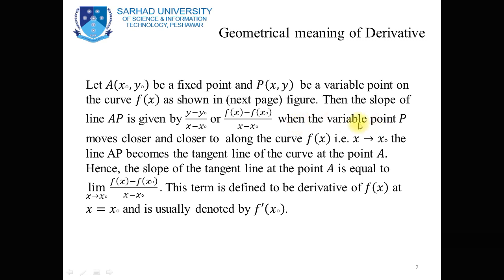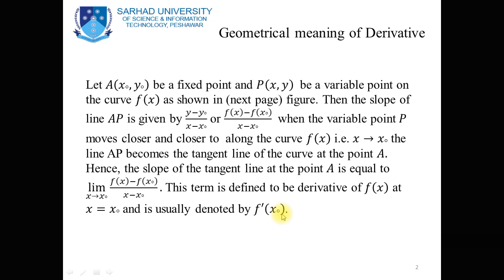When the variable point P moves closer and closer along the curve f of x, that is x tends to x naught, the line AP becomes the tangent line of the curve at the point A. Hence, the slope of the tangent line at the point A is equal to the limit x tends to x naught of f of x minus f of x naught divided by x minus x naught. This is defined to be the derivative of the function f of x at x equal to x naught, and is usually denoted by f prime at x naught.